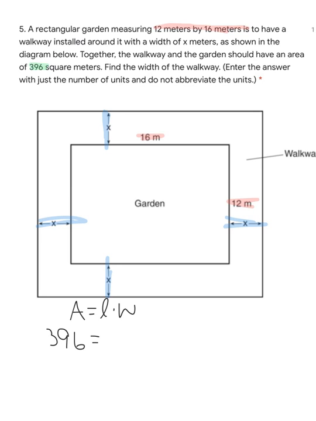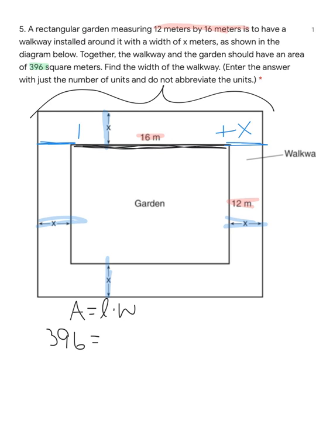396 equals. Now we have to come up with an expression for the length, and by length, we're essentially saying how long the large rectangle is. We know it's 16 meters for the garden from here to here, and then it's an additional x meters on each side. So we're saying 16 plus x, and once again plus x, is an expression that represents the length of this walkway, including the garden. So an expression for that would be 2x plus 16.